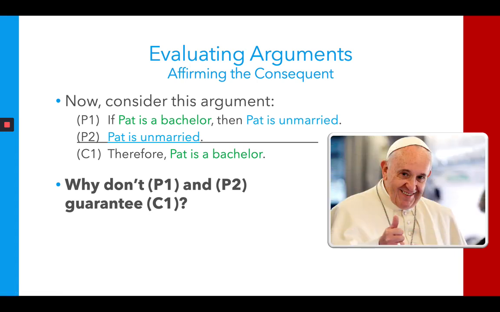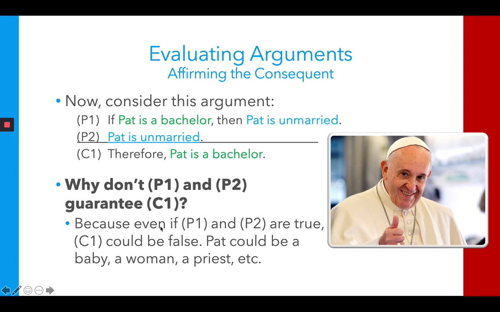Another option, right? Maybe Pat is a priest. Maybe he's the Pope. Might be a man, might be an adult man, but we wouldn't say that a priest was a bachelor, right? They're not eligible for marriage, so bachelor wouldn't apply. Some other examples, maybe Pat has been married in the past. Maybe Pat's dead. I think people have suggested that. There might be a number of different ways to make the premises true and the conclusion false.